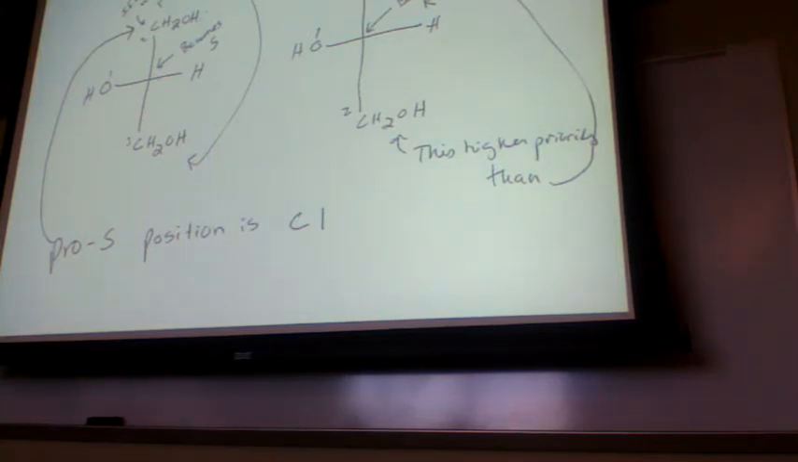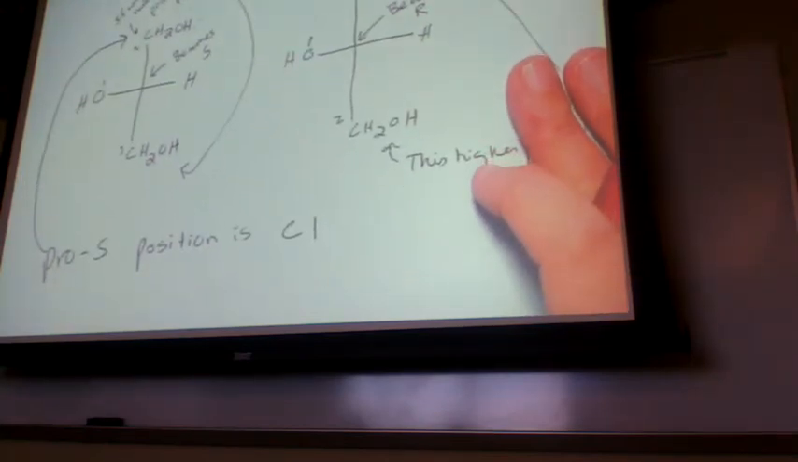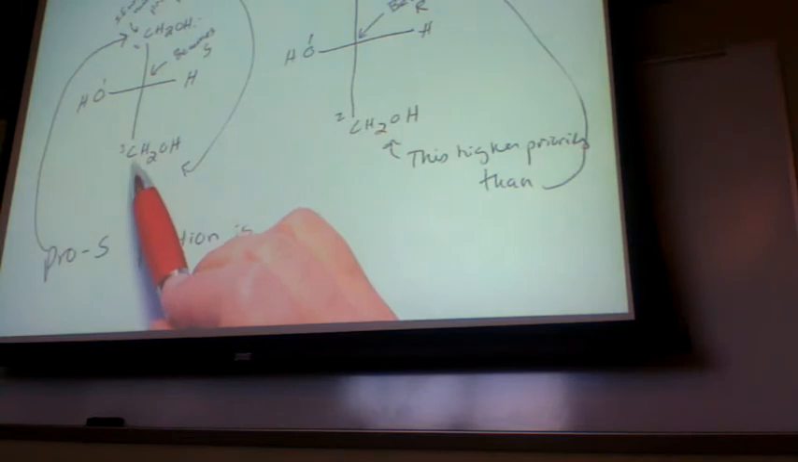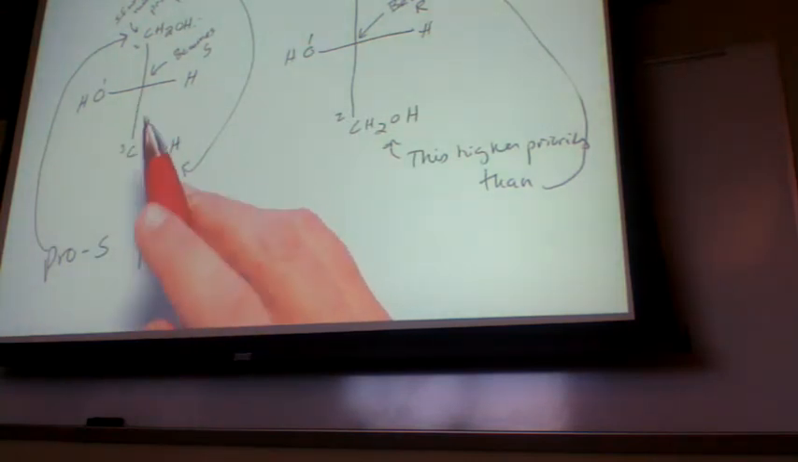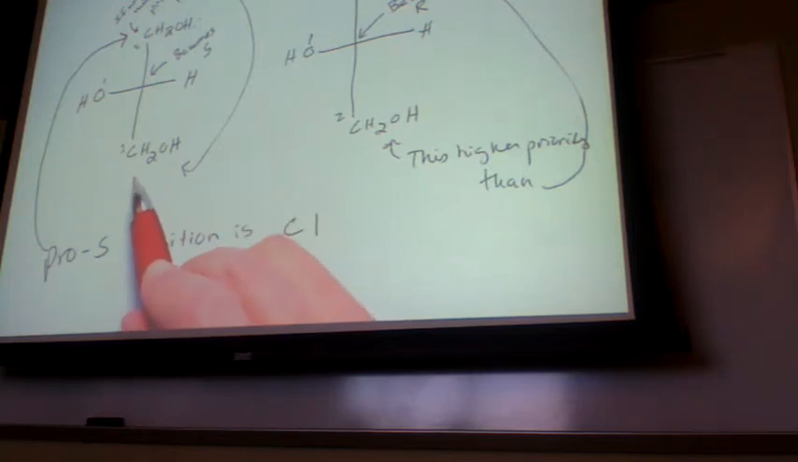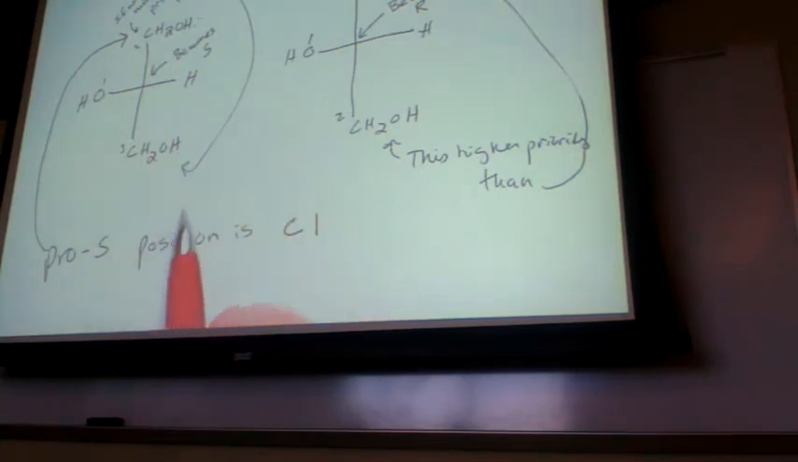So how would you know if you're just looking at it and they actually looked the same? Well, they are the same. You have to arbitrarily say, I'm going to give higher priority to one or the other to figure out whether that position becomes R or S. And if you make one carbon higher priority than the matching group, and it comes out S, then that carbon you chose to make the higher priority is carbon number 1.